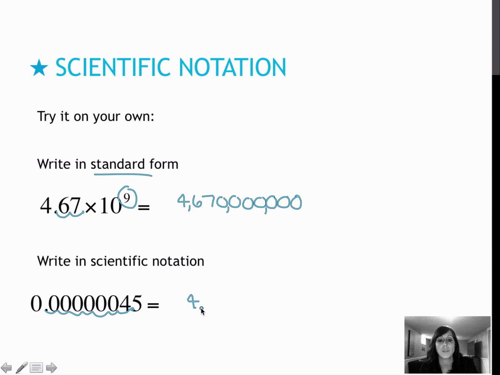For my second one, writing it in scientific notation, I moved 1, 2, 3, 4, 5, 6, 7. Must have been in a 7 mood today. And that is a very small number, so I know I'm going to be taking it times 10 to the negative 7.